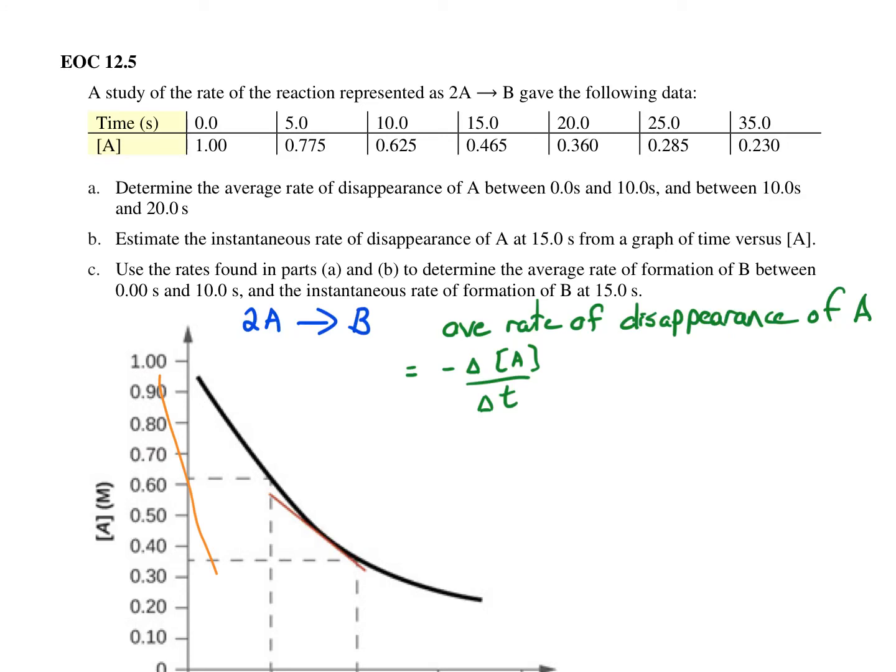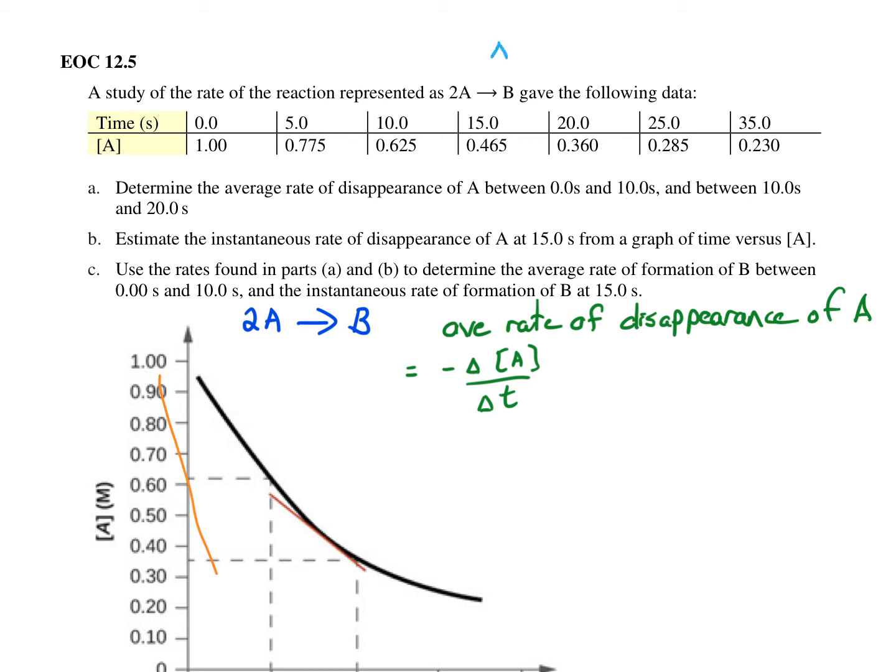We are given some kinetic data on this theoretical reaction, A going to B. Specifically, at specific time intervals, we're told what the concentration of A is. The first task is to determine the average rate of disappearance of A between 0 seconds and 10 seconds.